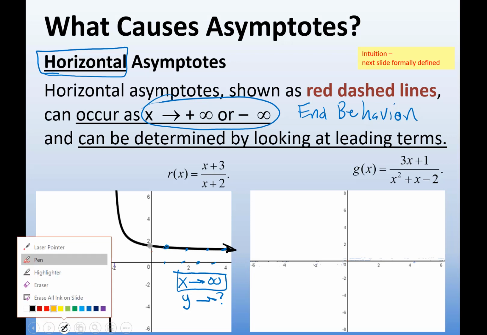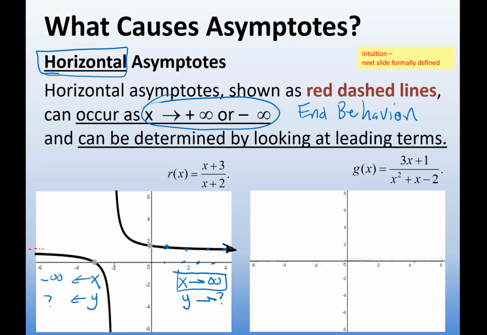And I want to introduce something here. This is what we call an asymptote, a horizontal asymptote. And it happens to be the equation y equals 1, because it's right in here between 2 and 0. And that's what we call a horizontal asymptote.